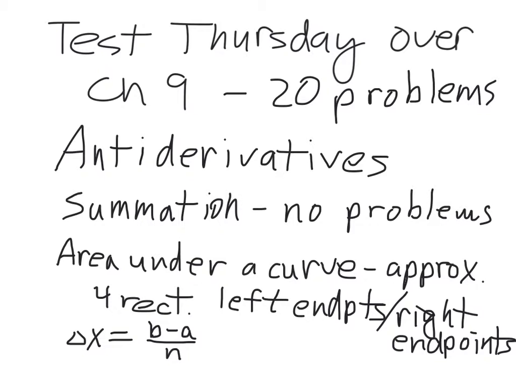Maybe it's from 3 to 11. Make sure it's somewhat nice. If it's 3 to 11, our width would be what? With 4 rectangles. Okay, the width would be 2. So maybe it's a half, maybe it's 1, maybe it's 2. I'll try to make it somewhat nice, but not too nice. I want to make sure you guys can do these. But anyway, we started talking about the area under a curve, approximating it using n rectangles, and so there'll be a few problems like that.